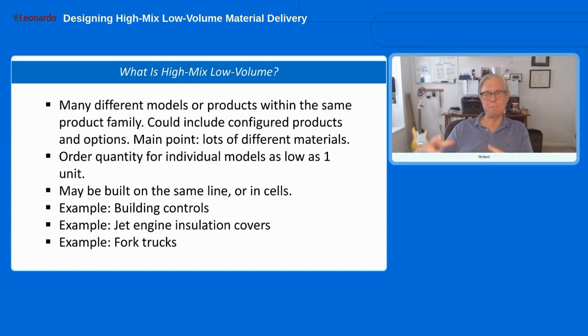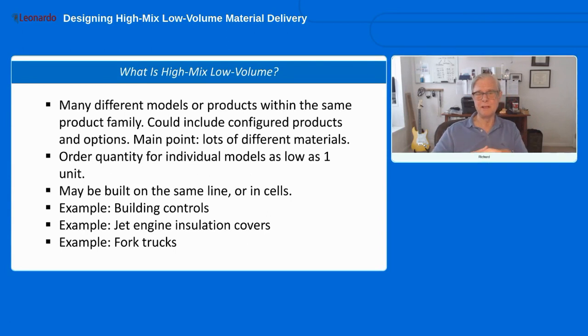You could have a lot of different base models and options on top of that, if you're lucky enough to have that situation. But the point when it comes to material flow is, the main point is that you have a lot of different materials that you have to manage. And so what we're going to be talking about in this webinar is some strategies for handling that. How do you manage that effectively so you don't stop the line because you run out and you don't overburden the line with too much material. So that's the main issue, right? Lots of parts that we have to figure out how to manage.